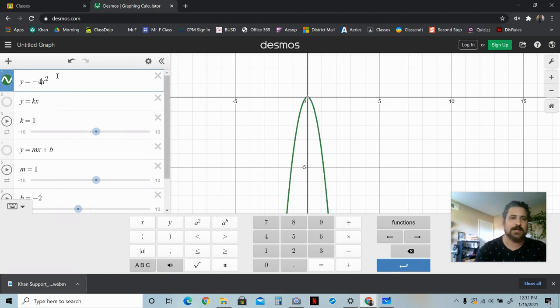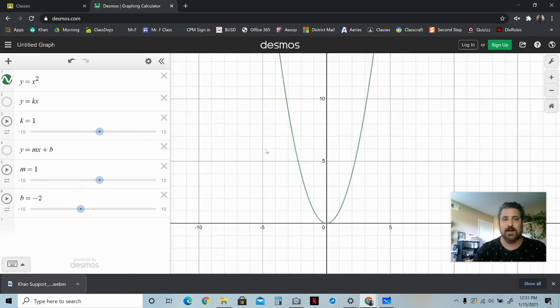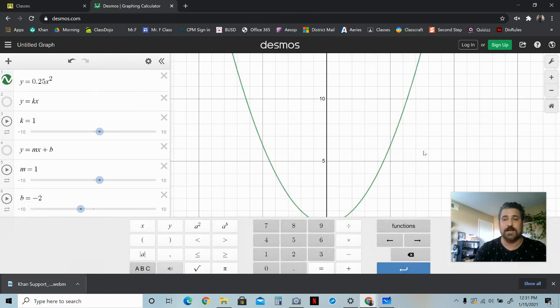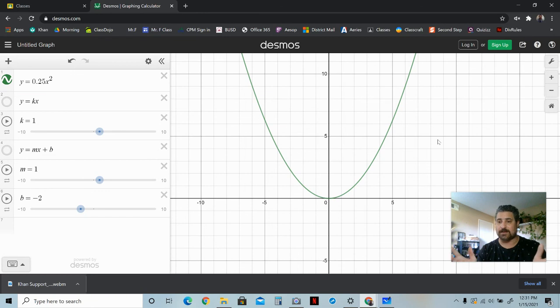So that's kind of the idea. Remember, if you have a positive x squared, it's going to be facing up, just like we see here. If you want to make it wider, I could do 0.25, and it's going to widen out. It's going to slow it down. If I want to make it narrower, I'm going to speed it up by accelerating it.